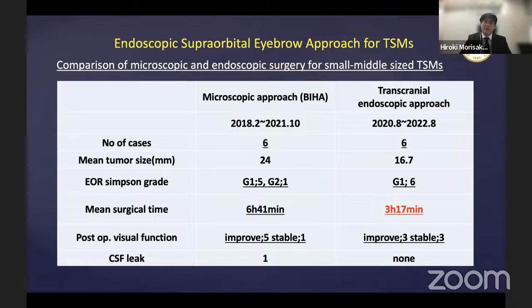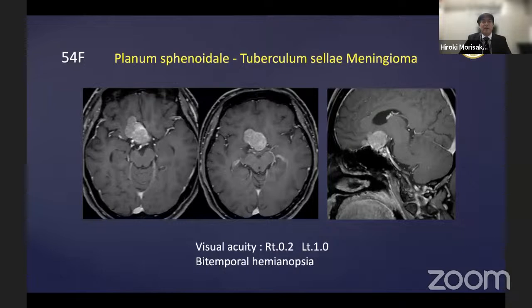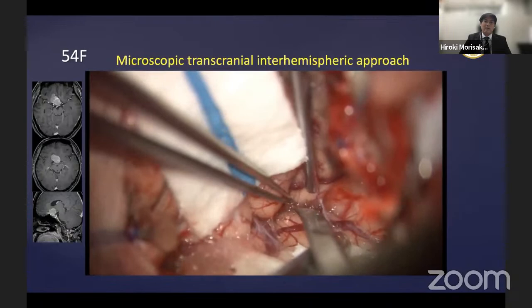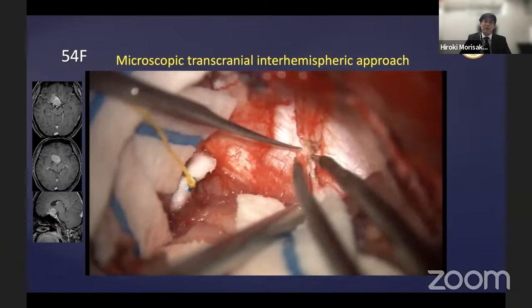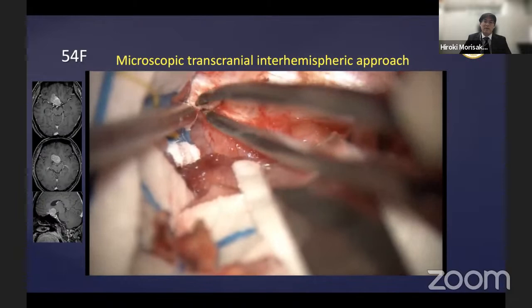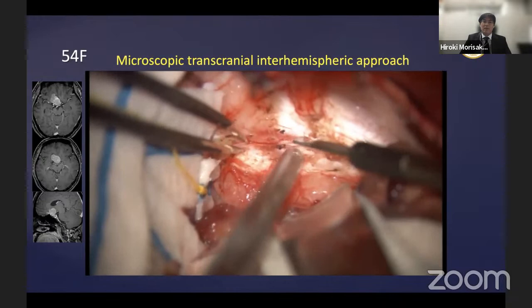On the other hand, this is a relatively large tuberculum sellae meningioma. The patient's age is about 50, and the visual acuity on the right side is severely deteriorated. In such a case, we usually select the transcranial interhemispheric approach. We open the interhemispheric fissure and expose the upper margin of the tumor. In this case, the tumor extended to the lateral subfrontal side. We cut the olfactory nerve and expose the tumor margin widely.